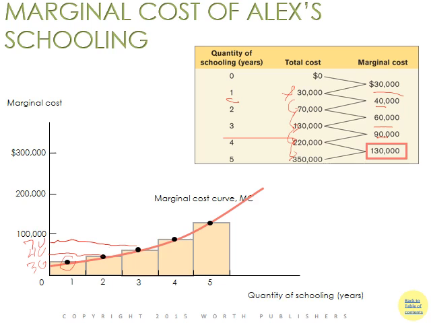So we're plotting the number of years of school on the horizontal axis, and we're plotting the incremental cost on the vertical axis. And then similarly, the incremental cost of the 4th year of school is $90,000, and the 5th year of school is $130,000. So what this gives us is a graphical representation of the marginal cost of attending university for one more year. And when we fit a curve through these, we get our marginal cost curve.